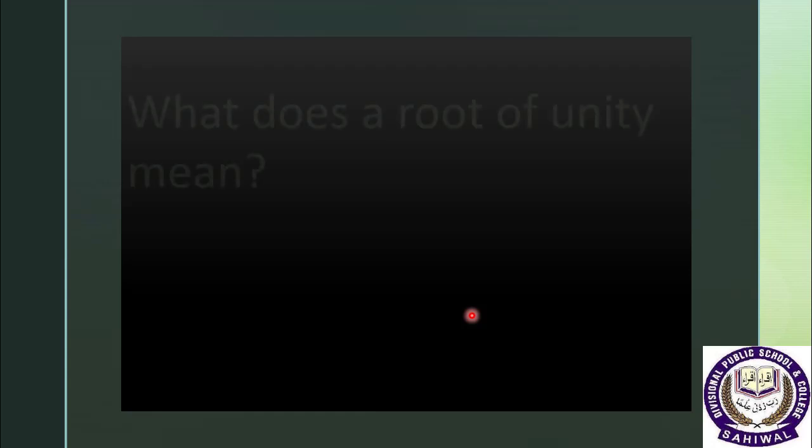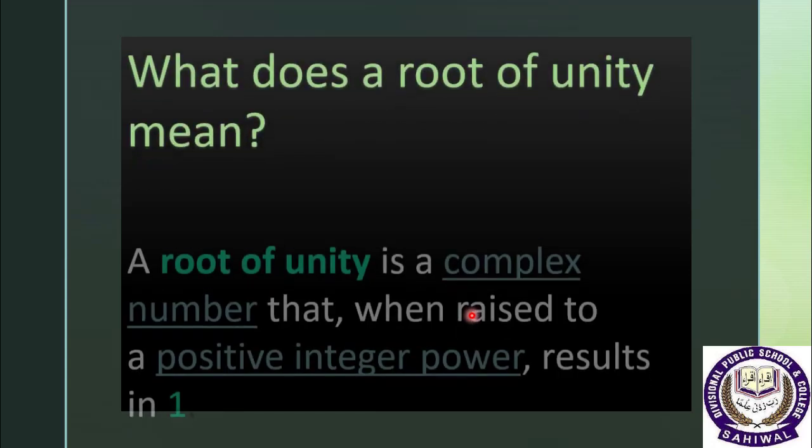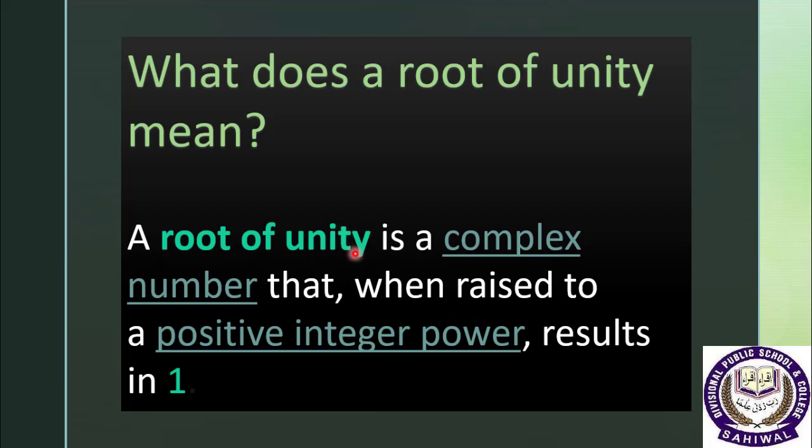So what is the meaning of root of unity? A root of unity is basically a complex number that, when raised to a positive integral power, results in 1. Like iota raised to power 4 is equal to 1. Iota is a complex number and 4 is a positive integral power and the result is 1. So, iota raised to power 4 is a root of unity.